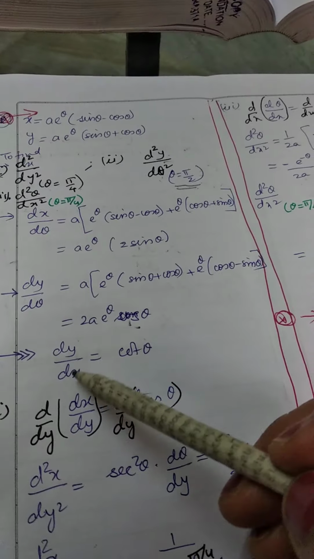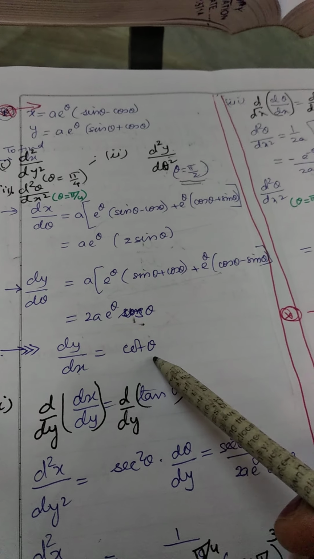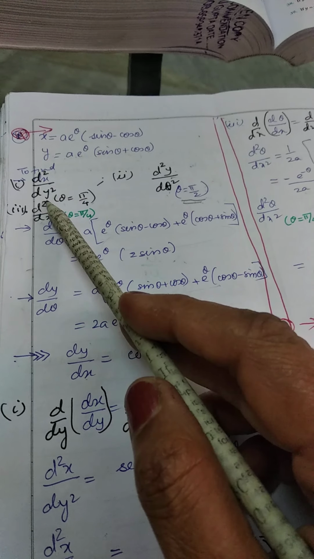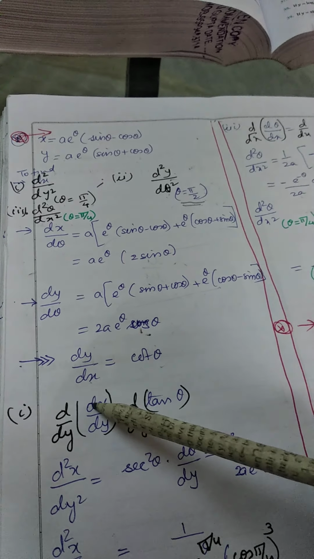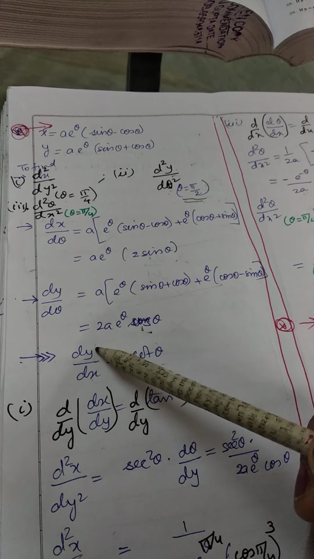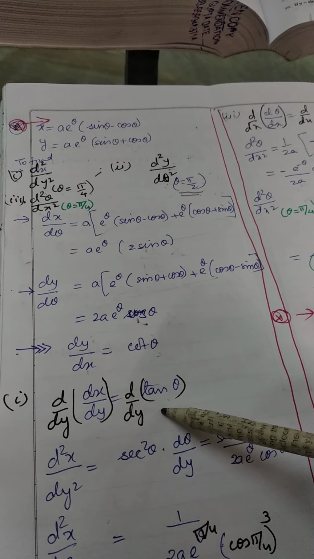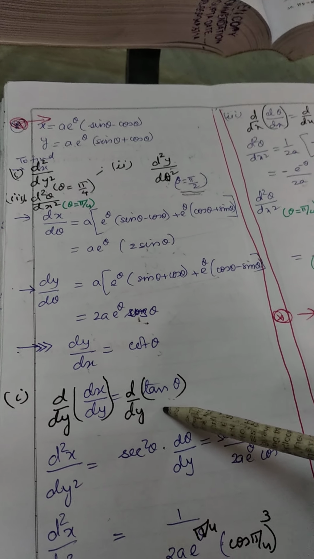So we have dy/dx. The simplified form of this comes out to be cot θ. The first thing that you are finding is d2x/dy², which is the second derivative of dx/dy. So you need to find out what dx/dy is. dx/dy is the reciprocal of cot θ, that is tan θ. So we differentiate this with respect to y on both sides.